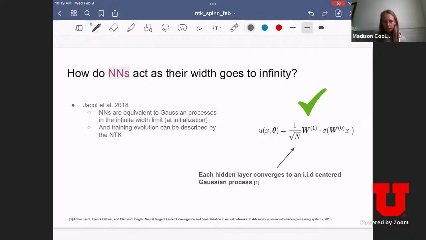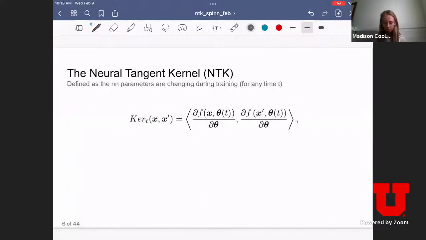This is a well-known fact, I suppose. And then Jacot and the other authors use this behavior in the infinite width limit to further define the neural tangent kernel. Here is the definition of the neural tangent kernel. This kernel is the inner product of the derivative of the loss functions with respect to all of the network parameters.